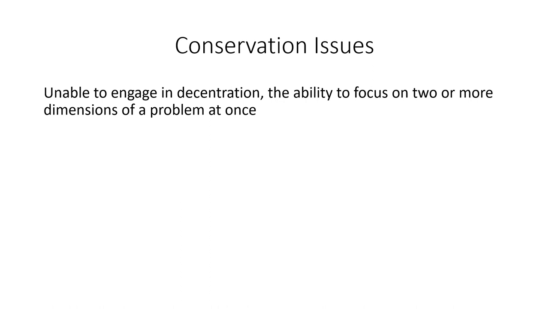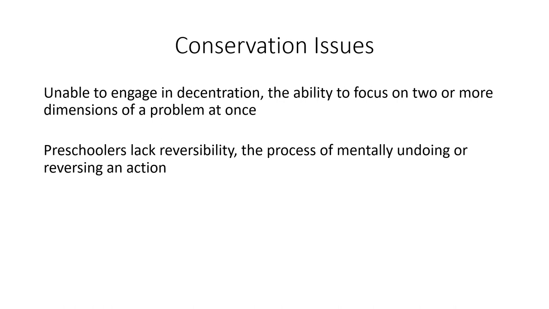So let's look at some stuff from that video, specifically the conservation issues. Because children at this age are unable to engage in decentration, meaning they can't focus on something other than the salient features, the visual features, they cannot focus on two or more dimensions of a problem at once. Because of that, preschoolers lack reversibility. They can't undo or reverse an action. So you dump the liquid from one glass to another, their mind can't process dumping it back.